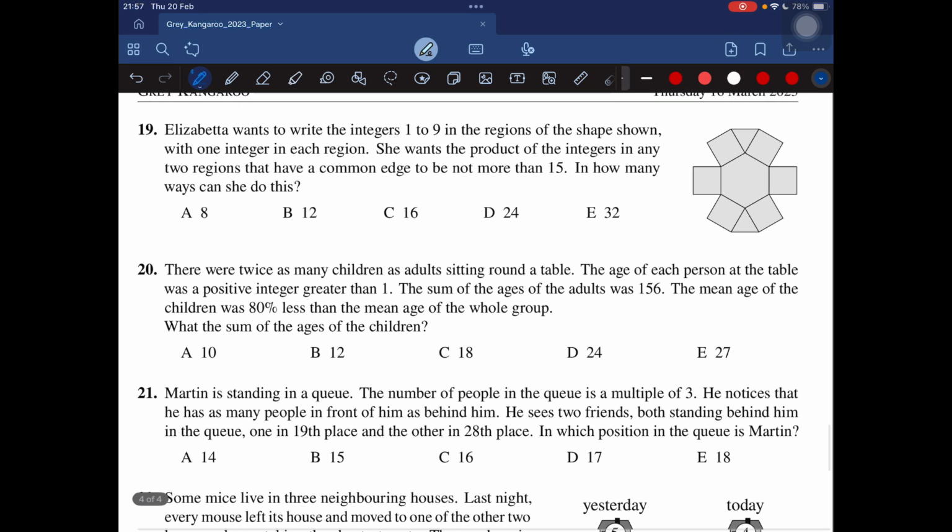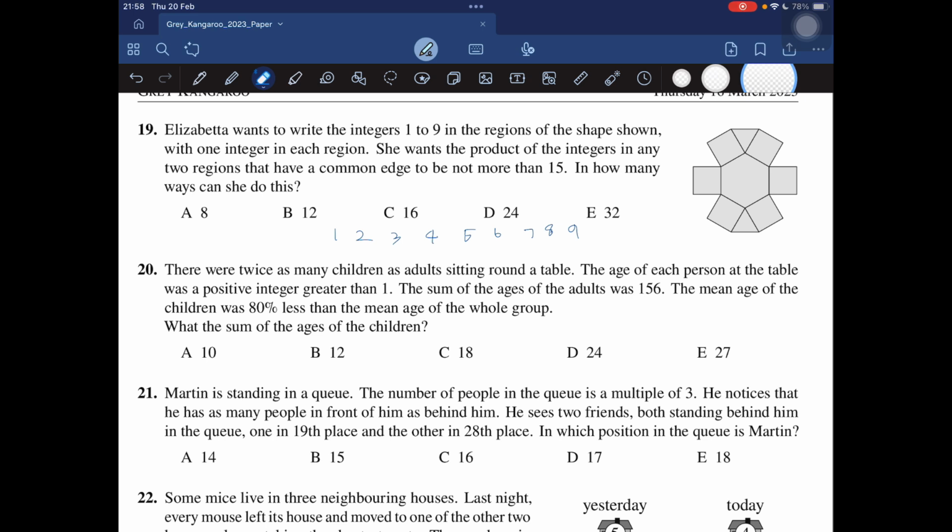And number 19. Elizabeth and Beta want to write integers 1 to 9 here. The product of the integers in any 2 regions that have a common edge must not be more than 15. 1, 2, 3, 4, 5, 6, 7, 8, 9. So if 9 is here, actually it cannot be. So 1, 2, 3, 4, 5, 6, 7, 8, 9. Okay.